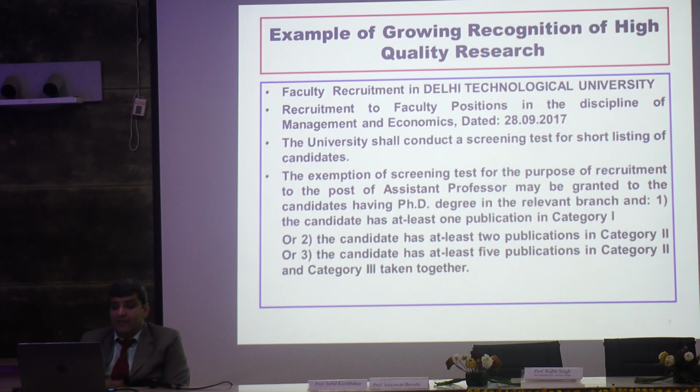And they have provided category 1, category 2. If there is even a single publication in category 1, then it is sufficient. In category 2, 2 articles, and category 3, 3 articles. So they have bifurcated based on the quality.